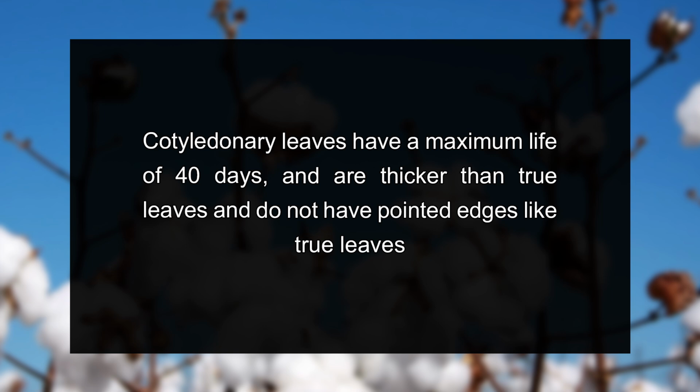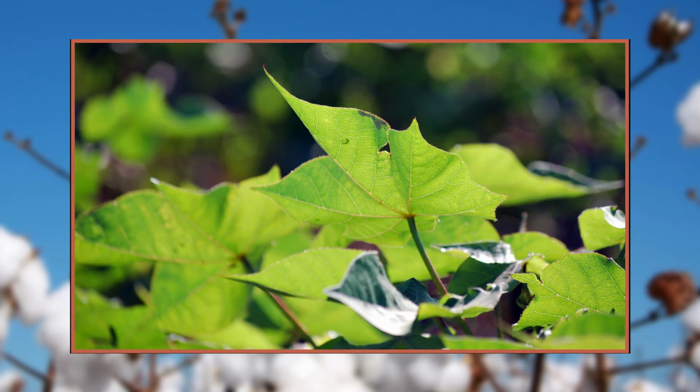They are thicker than true leaves and do not have pointed edges like true leaves. True leaves have pointed edges from the beginning and have 3 to 5 lobes. The cuts, known as lobe sinus, may be deep or may only be half cut. Leaves with deep sinuses provide more aeration in the crop canopy and are called okra type and super okra, depending on the size of the sinuses.